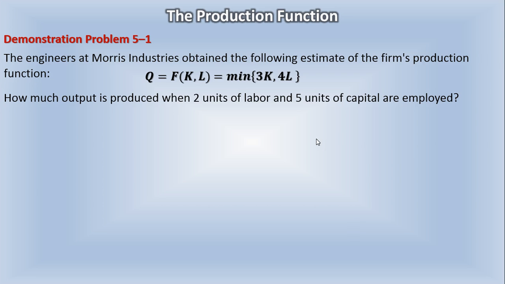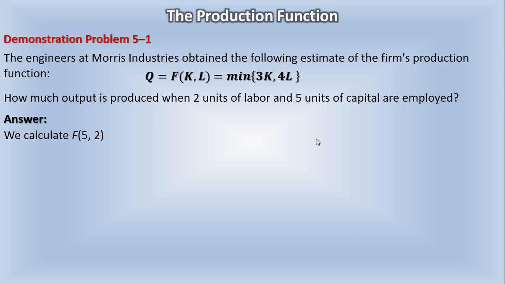It is not 23. So remember, the minimum of these two numbers. If you have 5 units of capital, how much is being produced here? And then 2 units of labor? 8, right? So what's the minimum of the two? So that's how much you can produce based on the Leontief production function. Make sure you understand this production function and you can figure out this type of problem.